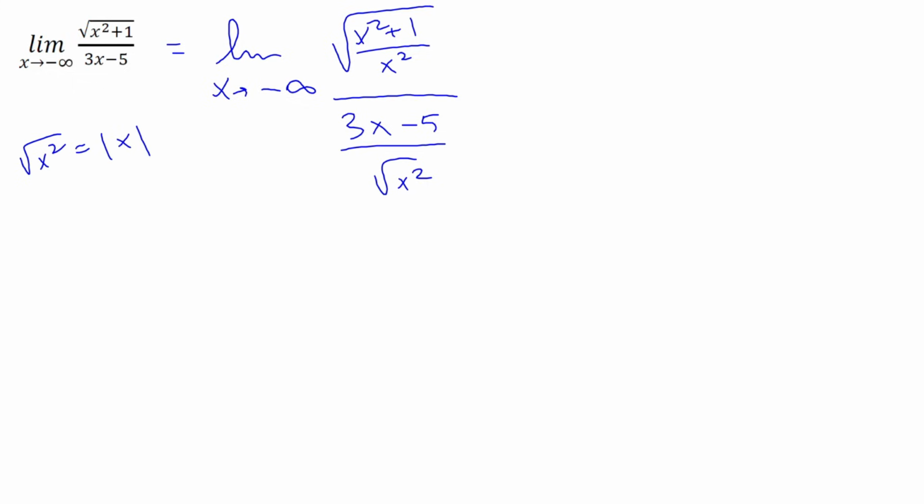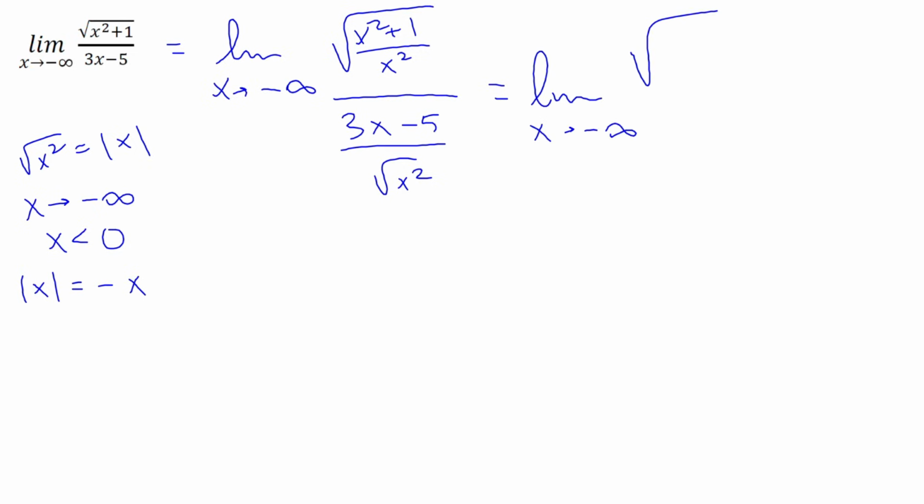And the absolute value of x in the last problem we turned into x, because x was greater than or equal to 0. But now x is approaching negative infinity, which means x is less than 0. Well, if x is less than 0, then the absolute value of x is the opposite of x. So we'll rewrite this similarly to how we did with the previous problem. It'll be the square root of 1 plus 1 over x squared in the numerator, but in the denominator, it'll now be 3x minus 5 over the opposite of x.